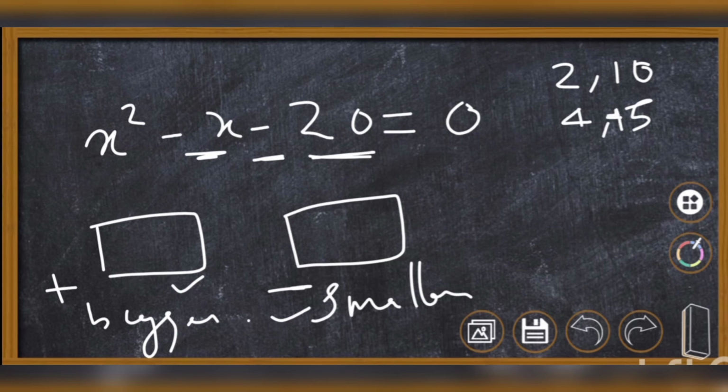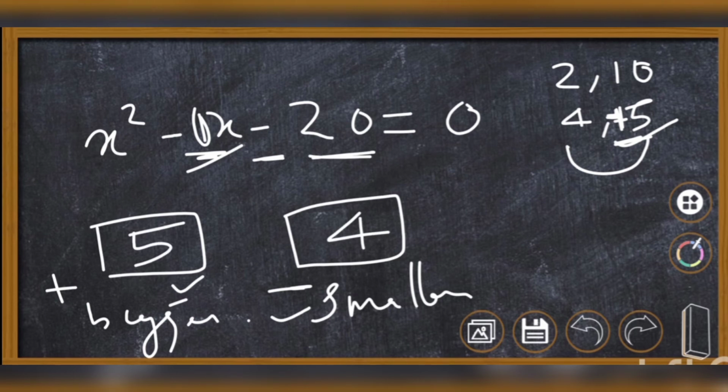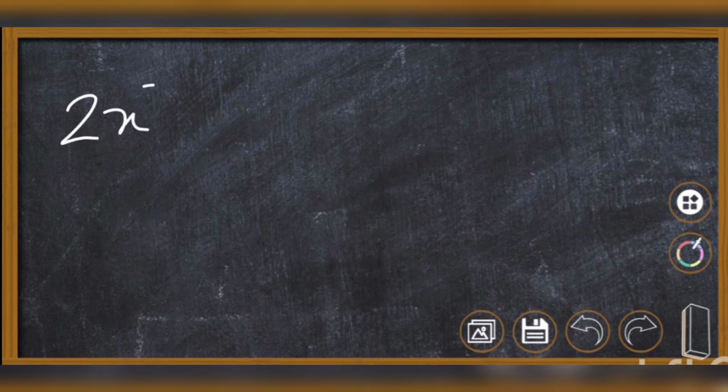Here the biggest value, 5, is positive as we have written here, and the smaller value will have the negative sign, that is 4, because of the sign of B. Okay, now 5 will be bigger, plus 5, and 4 is the smaller number, minus 4.